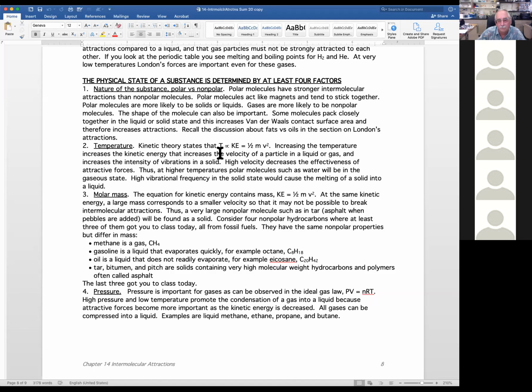If I have a high temperature, then there's a high kinetic energy, which means that there's a high velocity, right? So the faster you're going, the more likely you're going to be able to break away from intermolecular attractive forces. And notice that molar mass is in there as well. So at the same kinetic energy, if you have a big mass, the velocity is going to be small. If you have a small mass, then the velocity is going to be large.